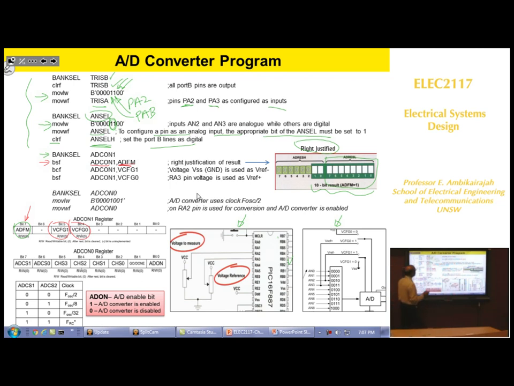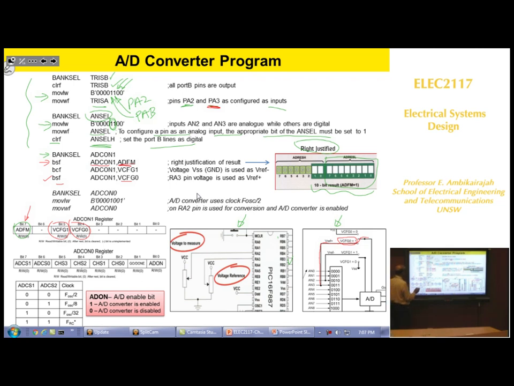Remember, one of the voltages, PA3, is the reference voltage. So I have got to make it the reference. PA3 is here. I want this to be connected through this to that. That's what I want. That means I have to make VCFG0 go to 1. So VCFG0 has to be 1. BSF, done.